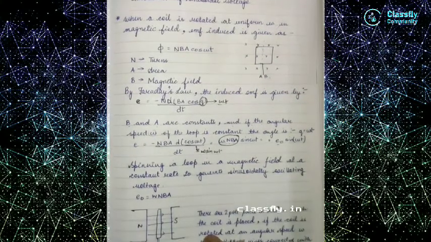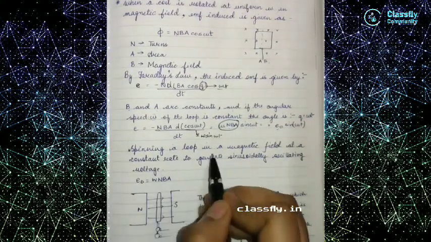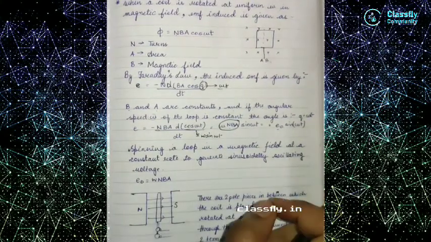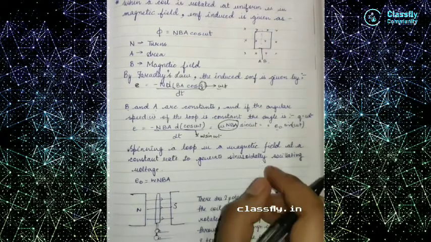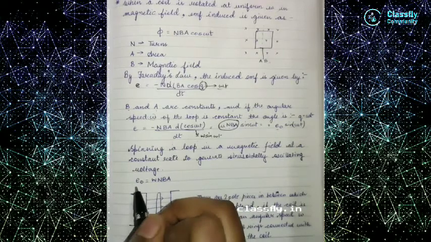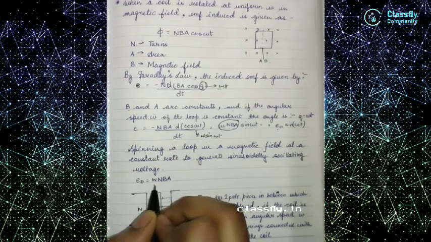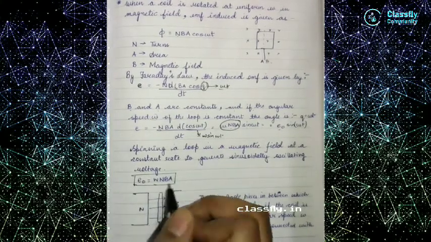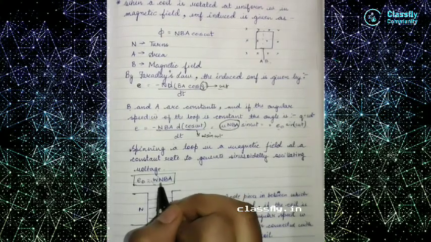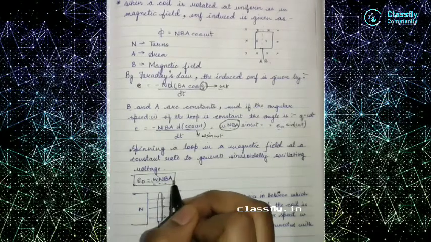Now see, spinning a loop in a magnetic field at a constant rate generates a sinusoidal oscillating voltage. That means E naught is equal to omega NBA. We have to remember this: E naught is always omega NBA, that is the angular speed, the number of turns, magnetic field and area.